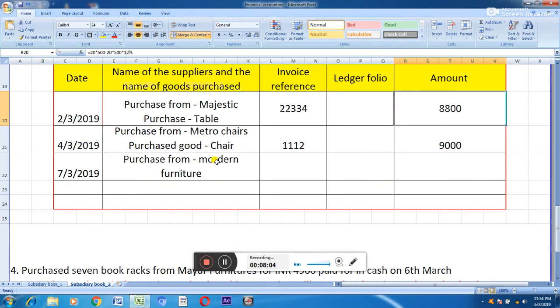So we go to the format section. 4th of March 2019, we put the date here. Purchase from Metro Chairs, purchase good is chair. Invoice reference 1112, and amount of chair which we have purchased is 12, 1 dozen, in total 3 dozen, 36 numbers of chairs at a price of 250. So we are getting the value 9,000.